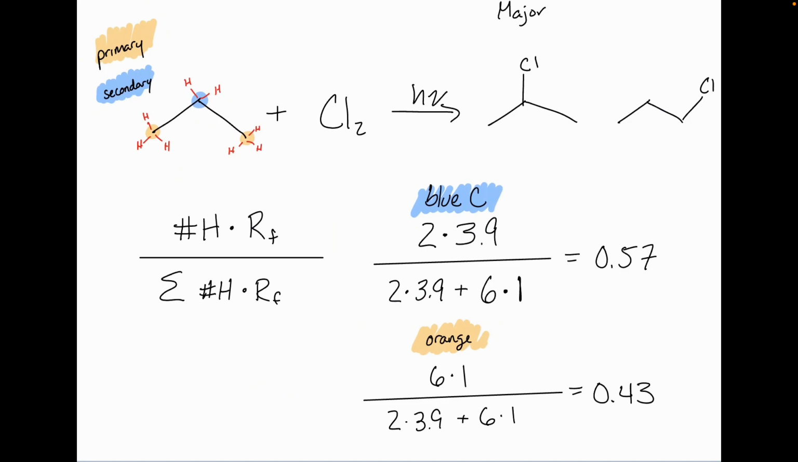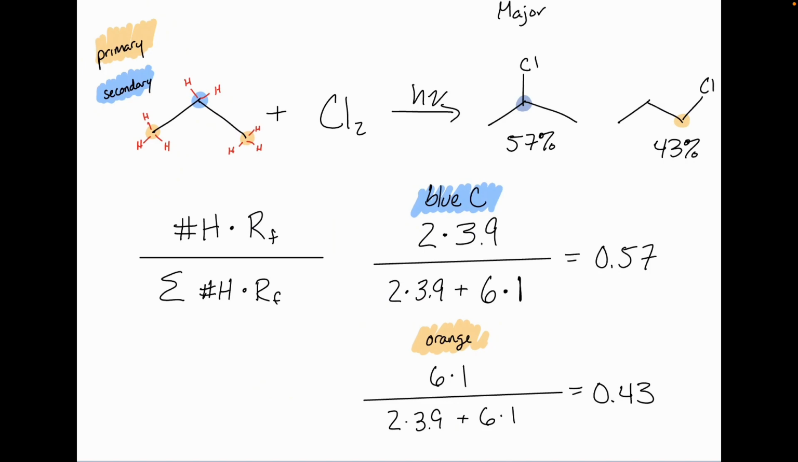All right, and so what we just calculated is actually not just what the major product is, but the fraction of each of these products that we would expect. We would expect a fraction of 0.57, or in other words, 57% would have the chlorine added to the blue carbon, whereas 43% would have it added to one of those orange carbons. So indeed, my secondary carbon is going to be my major product.